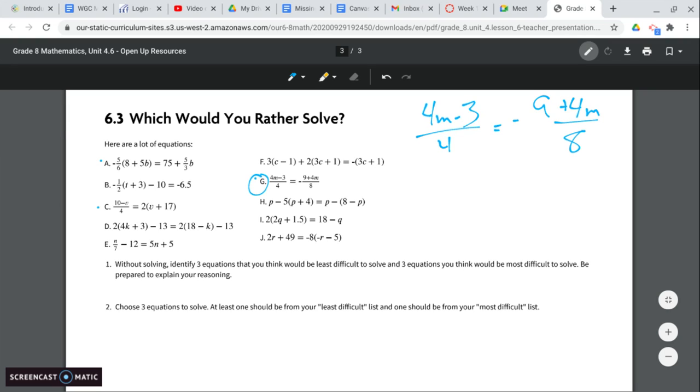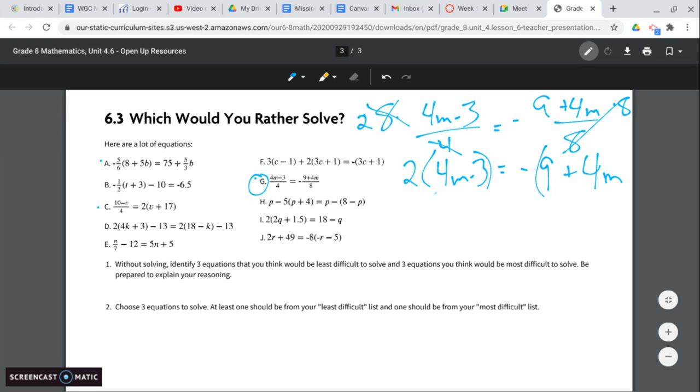So first thing we need to do is get rid of the fraction. So I'm going to multiply both sides by 8. So that completely cancels out there. So we have negative 9 plus 4m. And here, the 8 will cancel out the 4, but we'll be left with 2 still. So we have 2 times (4m minus 3).